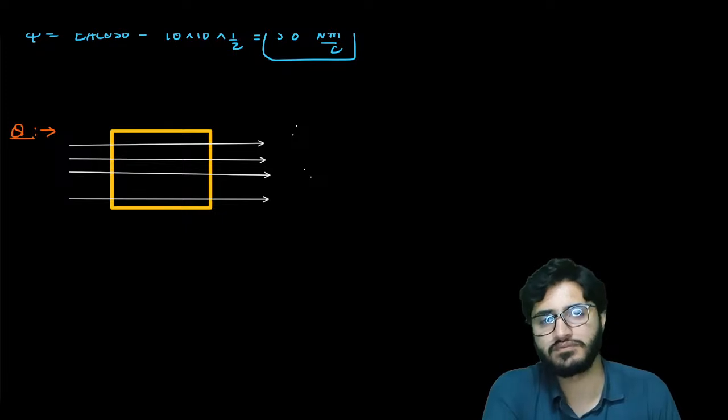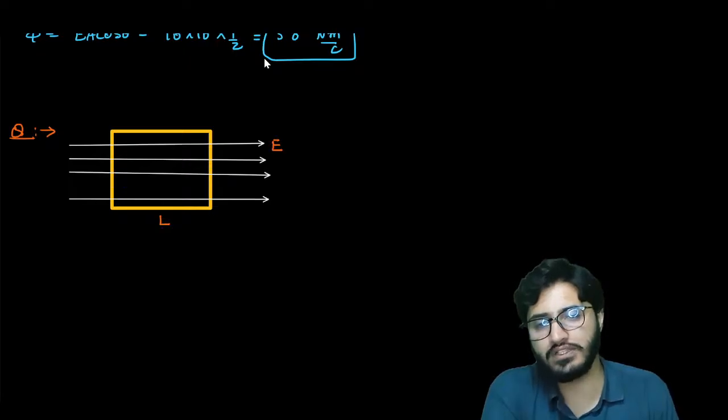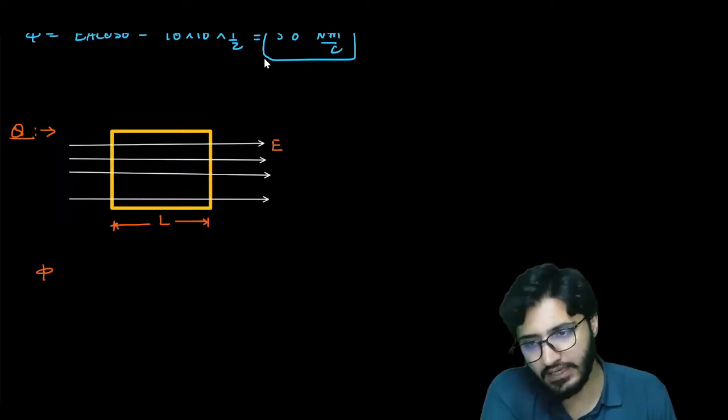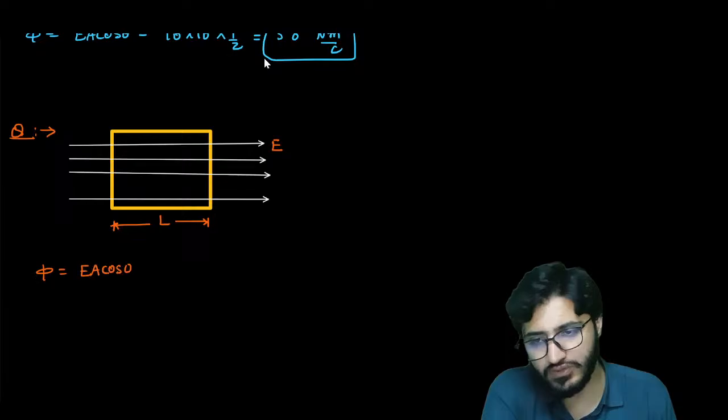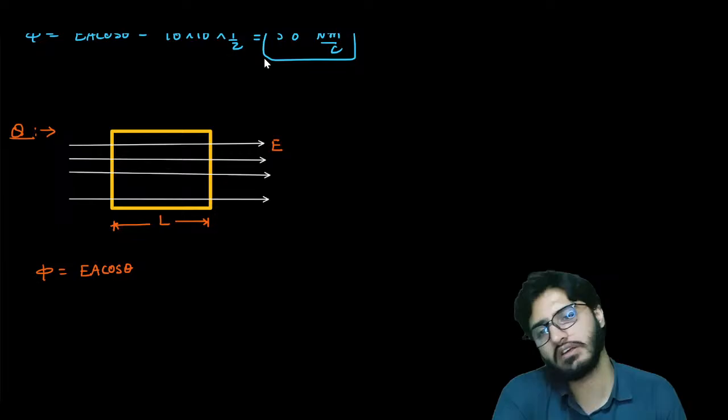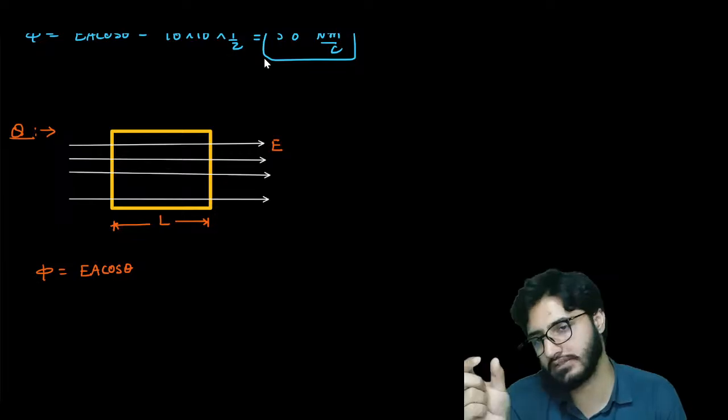Look now. If the field is E, the length of this square is L. Now, how to get my phi? Sir, phi is equal to EA cos theta.